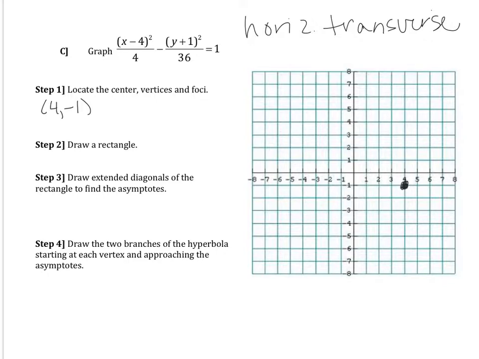Okay, so this 4 here is telling us that from the center, we're going to go a distance of 2 units either way, right? The square root of 4 is 2, so we're going to go 2 units to the right and 2 units to the left to draw my rectangle. And likewise, the 36 is telling us how far up and down from the center to go. So we're going to go up 6 and down 6. And this is going to give me the boundaries for my rectangle.